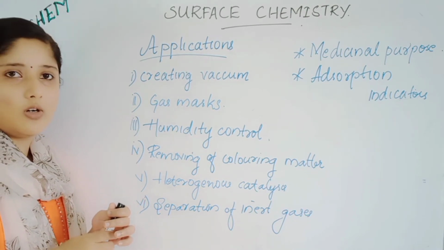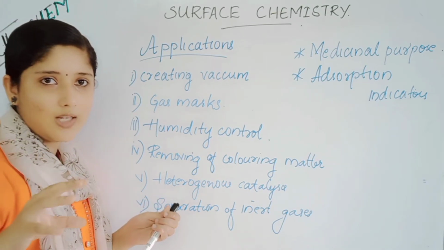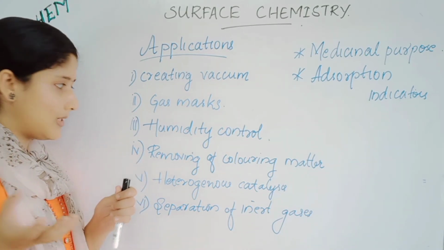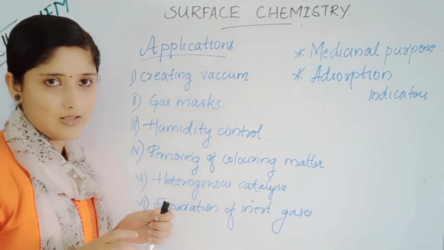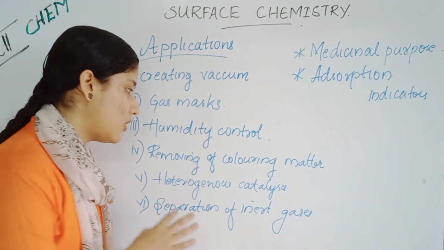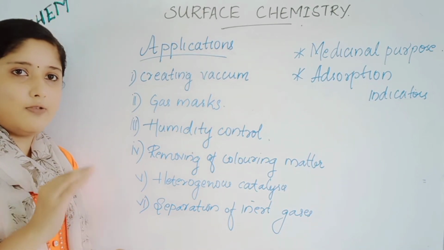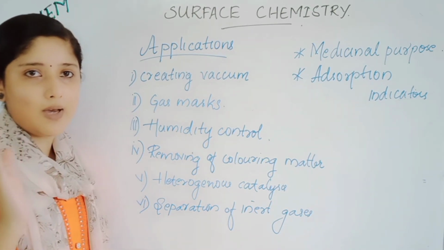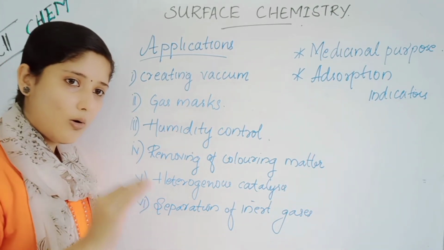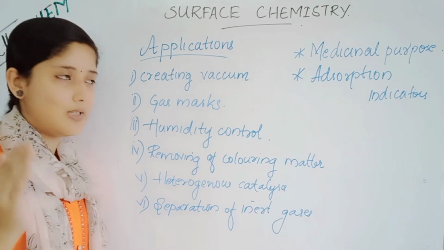Next is humidity control. If we place silica gel in a corner of a bag and it is wet, it absorbs all the moisture. So humidity can be controlled with adsorbents. Next is removal of coloring matter. Certain adsorbents have the capacity to adsorb colored matter also. Next is heterogeneous catalysis, which we will study later. Separation of inert gases: different gases have different adsorption capacity. Based on the extent of adsorption of different gases, we can separate them. That is, separation of inert gases can be done with the help of adsorbents.